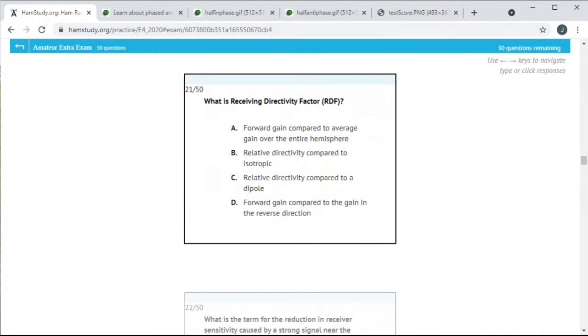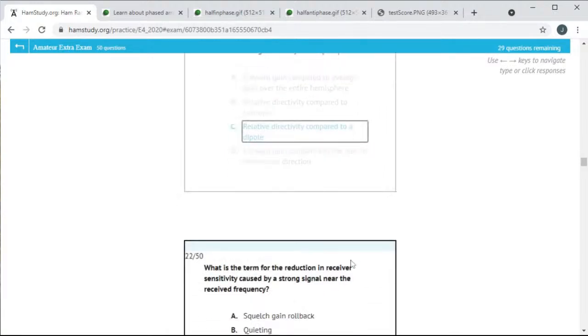What is receiving directivity factor? A, forward gain compared to average gain over the entire hemisphere. B, relative directivity compared to isotropic. C, relative directivity compared to a dipole. D, forward gain compared to the gain in the reverse direction. I'm going to go with that compared to a dipole.